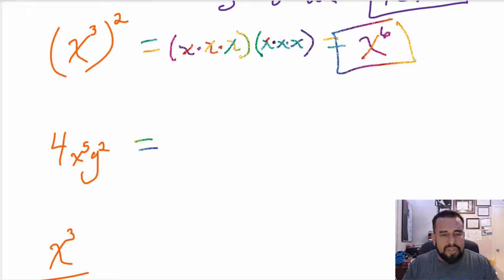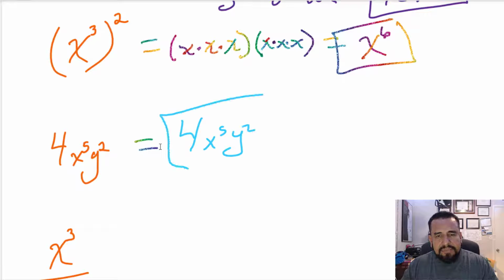I wish I would have noticed. There's nothing to simplify here. There are no other x's, there are no other y's, and there's no value for x and y and 4 and so forth. So therefore, that is my final answer. 4x to the 5th times y to the 2nd. That is my final answer.